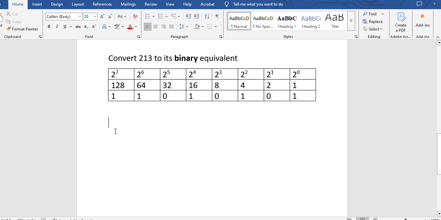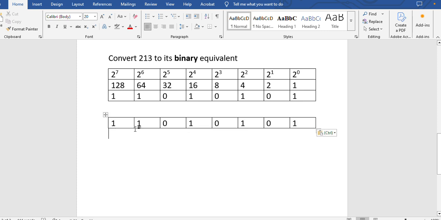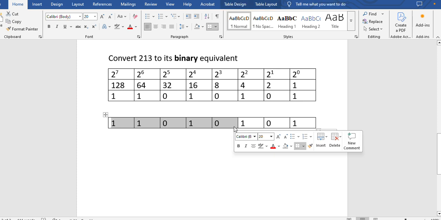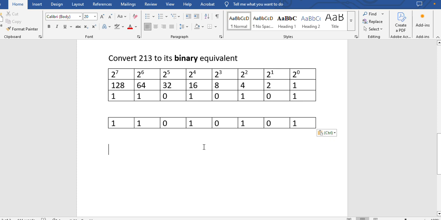So all this was the rough work. You can clear it, or you can do it somewhere else, but these values that we get here is the binary equivalent of 213. So this is the answer.